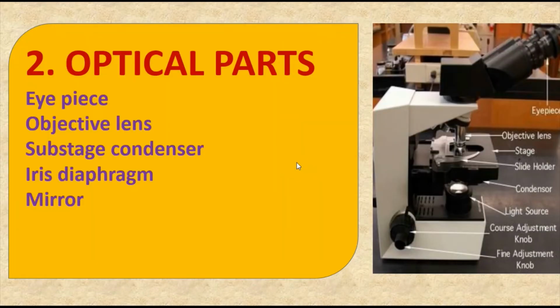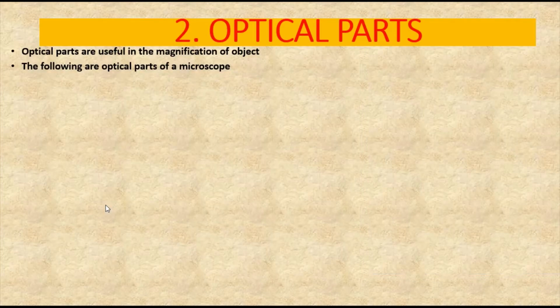So what is the function of these optical parts? These optical parts are involved in the magnification of the objects. And what are the different types of optical parts that a microscope possesses? Number one is the eyepiece, then the objective lens, substage condenser, iris diaphragm, and mirror. So these we will all discuss in detail now.